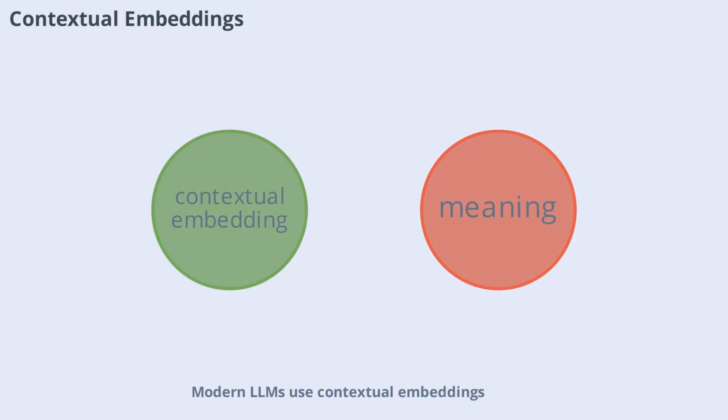Modern LLMs use contextual embeddings, which means the meaning of a word changes depending on its context. For example, the word bank has different meanings in river bank and bank account. The model's embeddings capture these subtle differences, enabling more accurate understanding and generation of text.